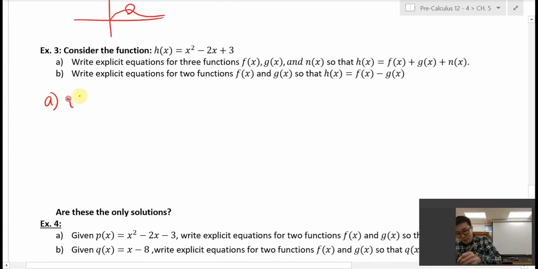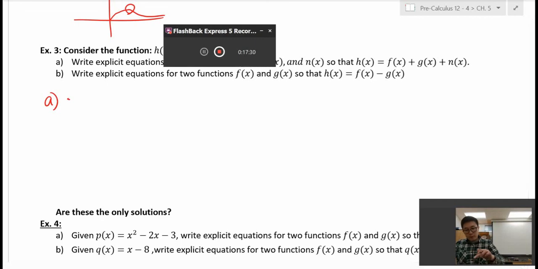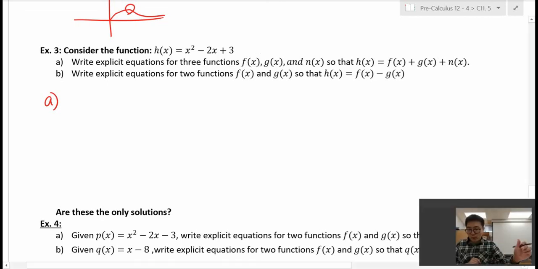F of x. So basically, we need to come up with 3 different functions, and when you add them together, it becomes h of x. So we could simply say that f of x is going to equal x squared.